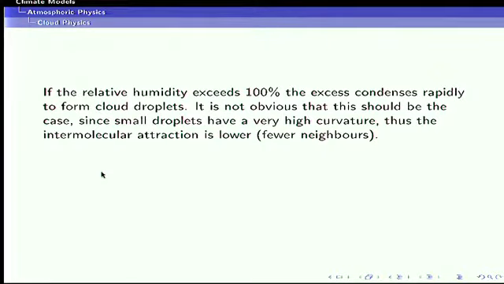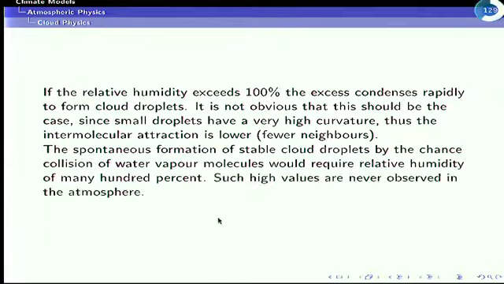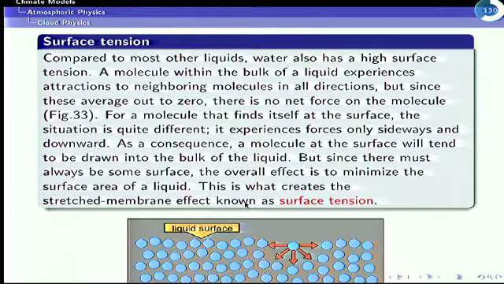So, as I said, if the relative humidity exceeds 100%, then cloud droplets form. But this is due to the curvature of these droplets. So we're going to see why this is now. But before I start that, I want to introduce very quickly surface tension. Compared to a lot of other liquids, water has a very high surface tension.